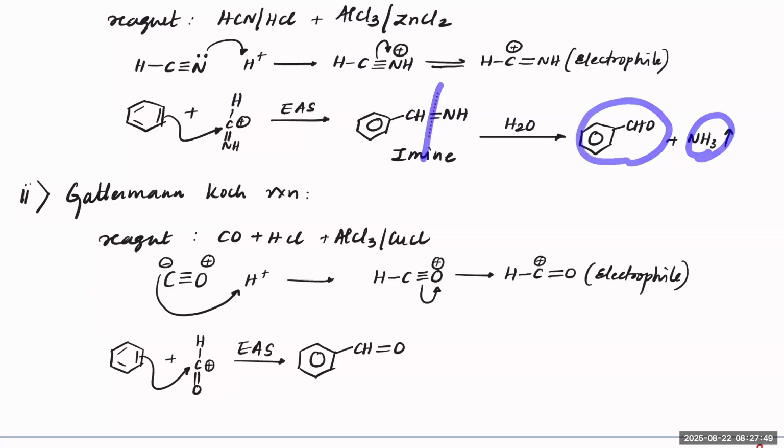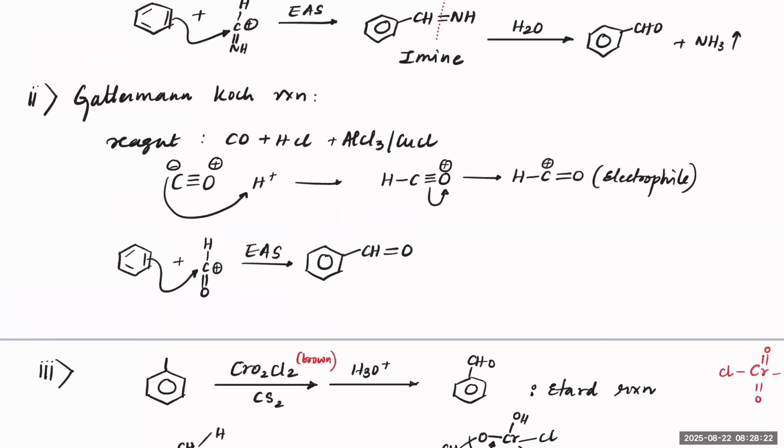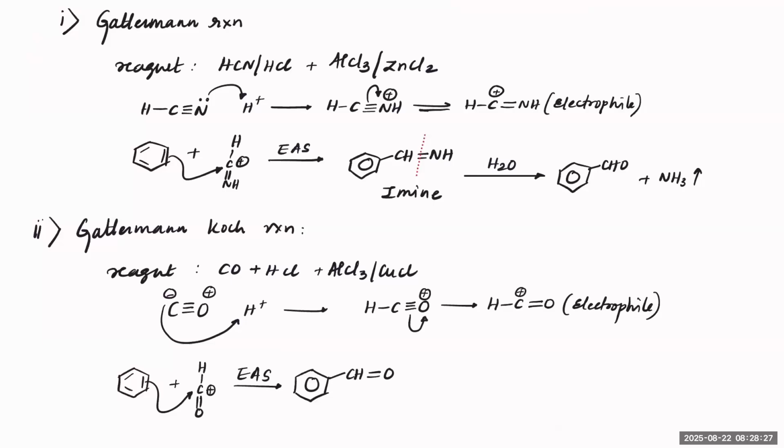Okay. Next, Gattermann-Koch is while using carbon monoxide and HCl, same logic with a dry HCl with AlCl3 or CuCl. Okay. Here also, this would be acting with a Lewis acid, releasing H plus. The negative part on the carbon will attack the H plus, converting into this HC triple bond O plus, which will eventually behave like an electrophile. So benzene will attack, electrophilic substitution will take place and converts into benzaldehyde directly. Okay. So remember, these two are a very good source of making an aldehyde group on benzene.